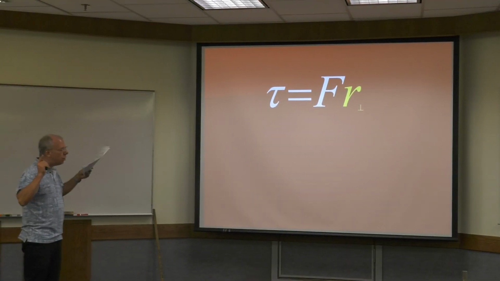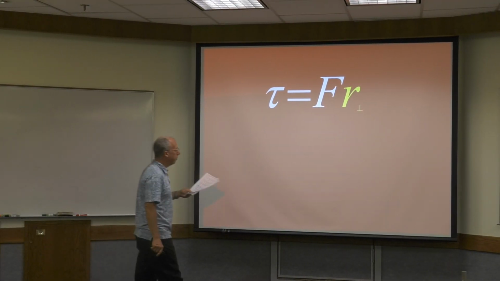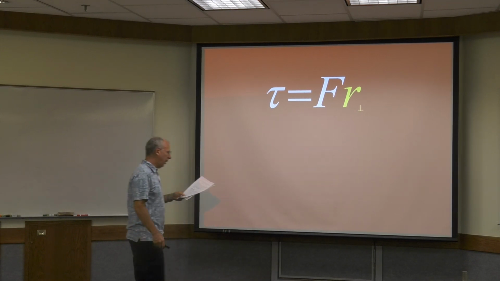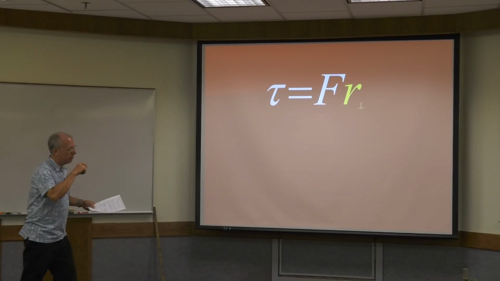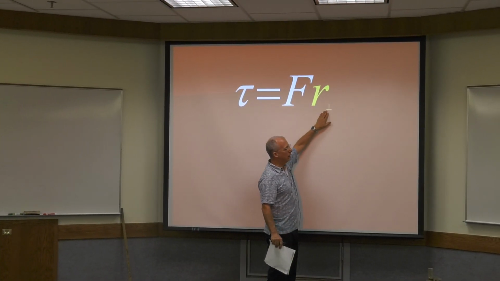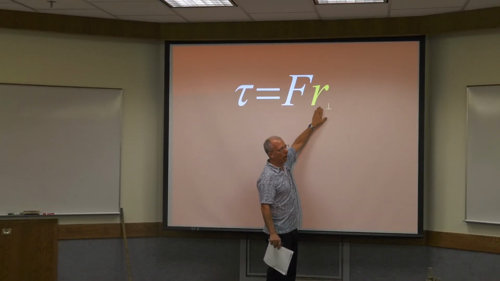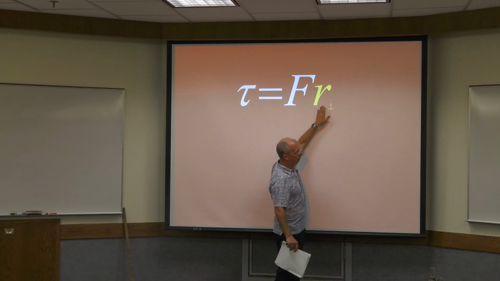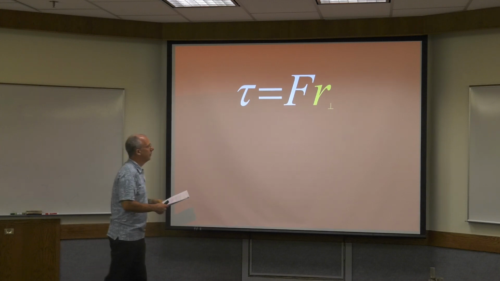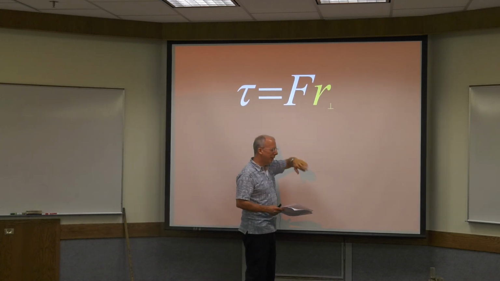So the magnitude of torque equals the force times r perpendicular. What is r perpendicular? Some people call r perpendicular the moment arm or the lever arm. You'll see that in the book. R perpendicular, moment arm, lever arm. So what is it? And I'll give you some examples, don't worry.